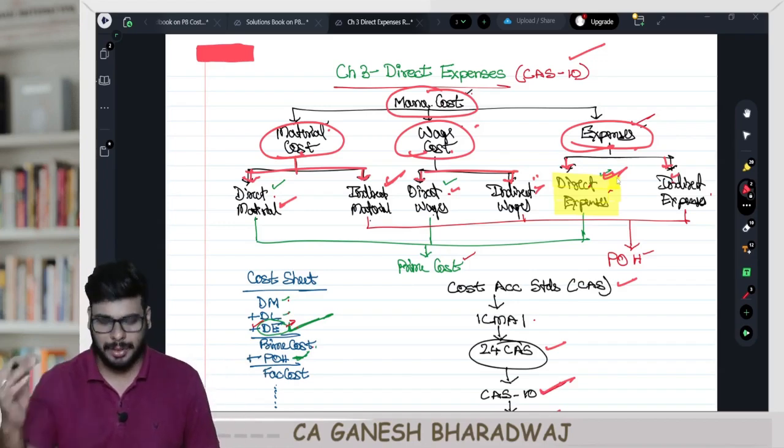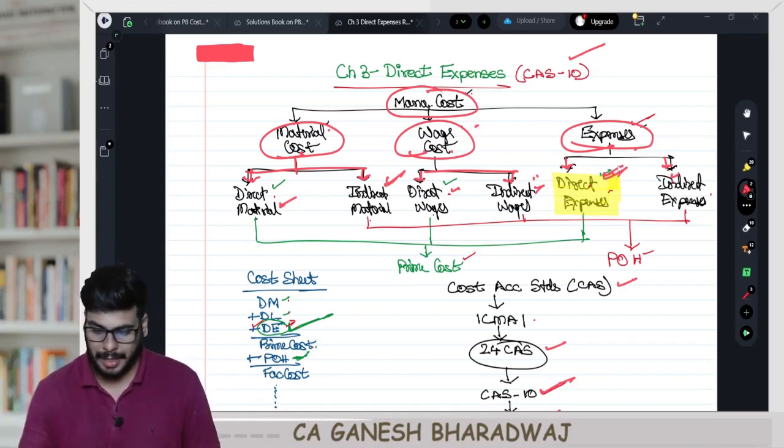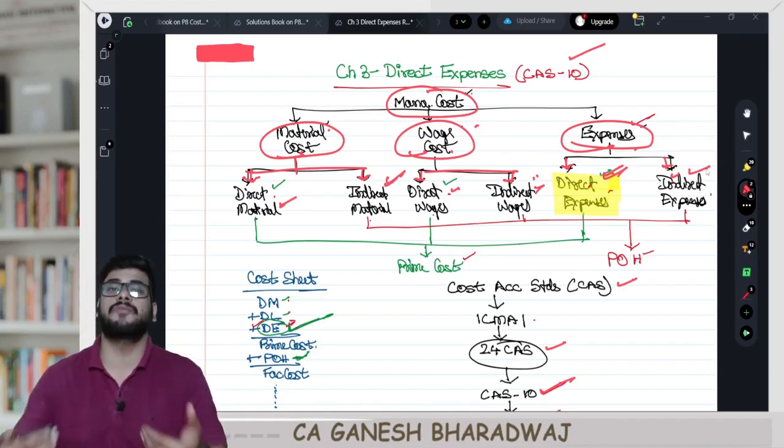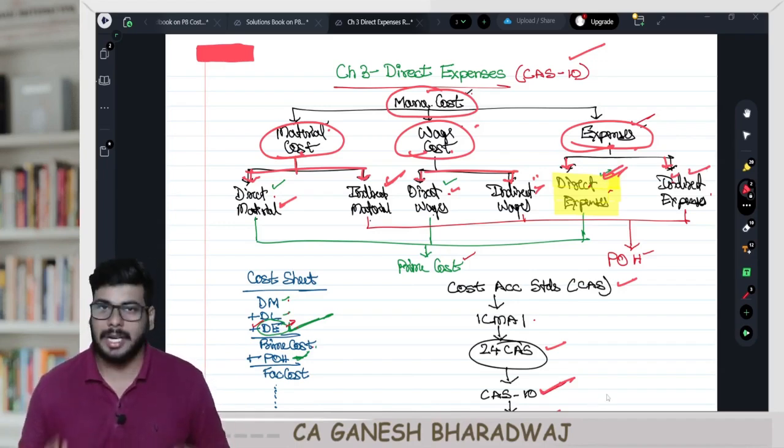As simple as that. Clear with this, right? A royalty payment is an example of direct expense. An indirect expense example is your factory rent. Are you clear with this, guys? Right? So for each of the components of cost, I've quickly given you an example.